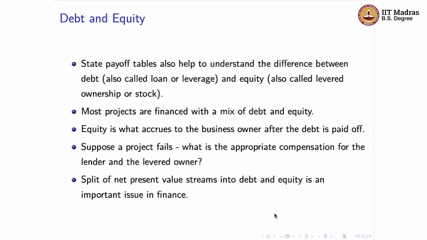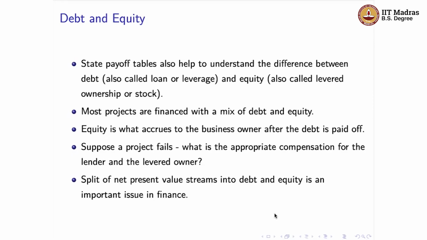Suppose we want to answer the following question. There is a project which was financed by a combination of loans and residual ownership. Now, suppose that the project fails. What must be the appropriate compensation for the person who gave the loan versus how much money should go to the equity holder? This is an important question in finance. It involves splitting the net present value streams into two components, debt and equity, and how you go about doing this is useful to see.